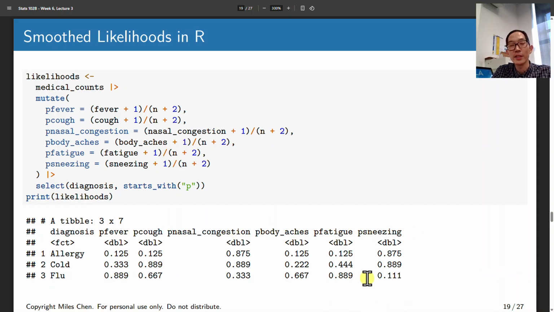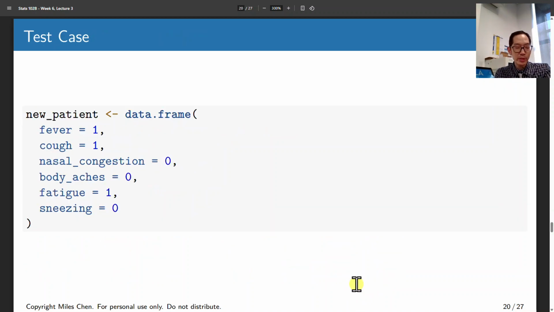This is, if you have this diagnosis, what is the probability that you will experience this symptom, right? So it's the probability of the symptom given the diagnosis, and we have all of these values here. And so let's say we have a test case where a person comes in and says, I have fever, I have a cough, I don't have nasal congestion, I don't have body aches, I do feel fatigue, but I'm not sneezing. Based on these symptoms, can we give a probabilistic estimate for what is their diagnosis?